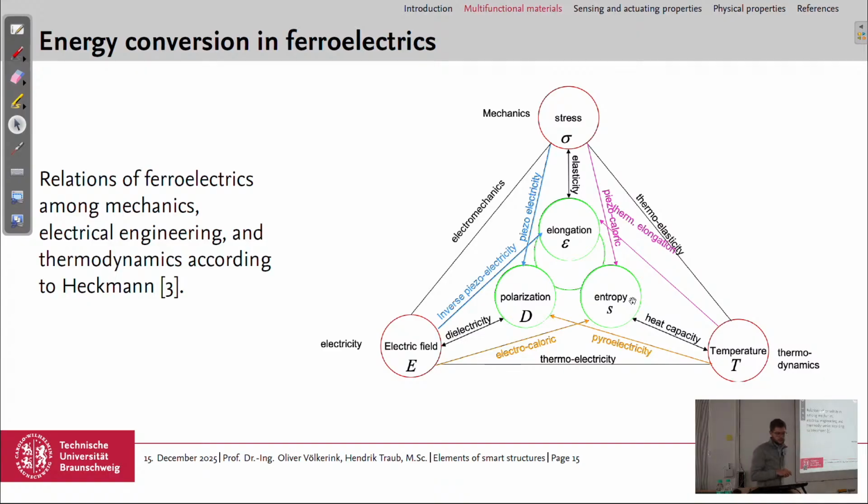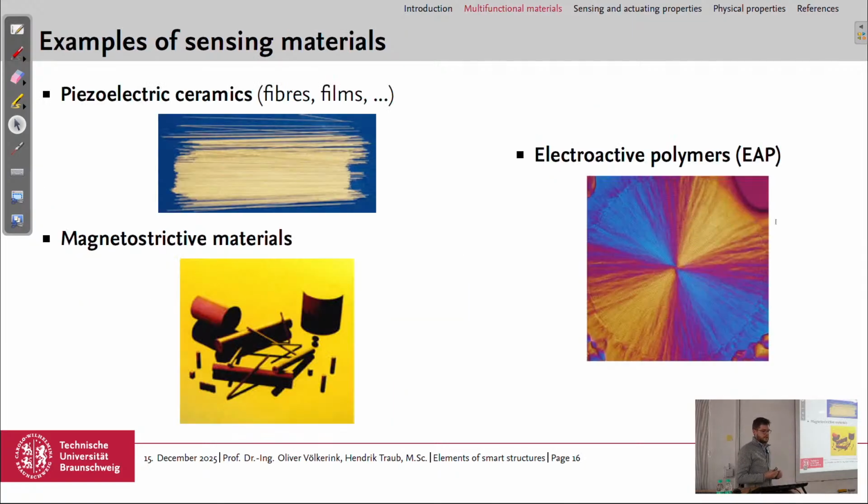And since we use electric fields a lot in this lecture, smart structures, the symbol for the electric field is E, and the Young's modulus will be a large epsilon. So I will mention it when it comes up the first time, but in our case, E is not the Young's modulus, but it's the electric field. So examples of sensing materials are piezoelectric ceramics, which could be fibers or thin films. Here we have thin piezoelectric fibers.